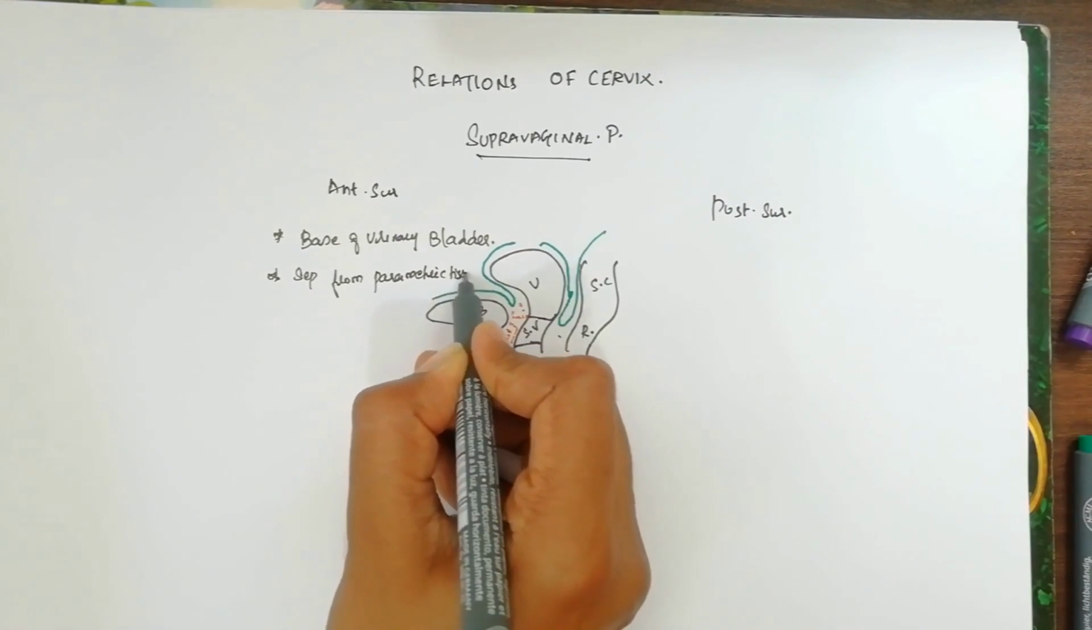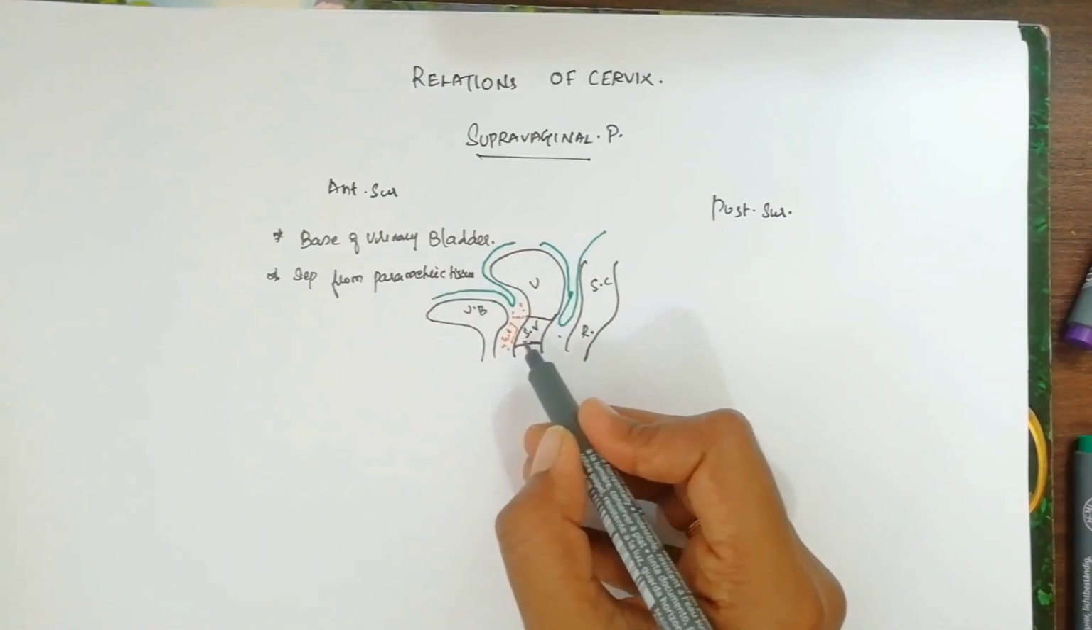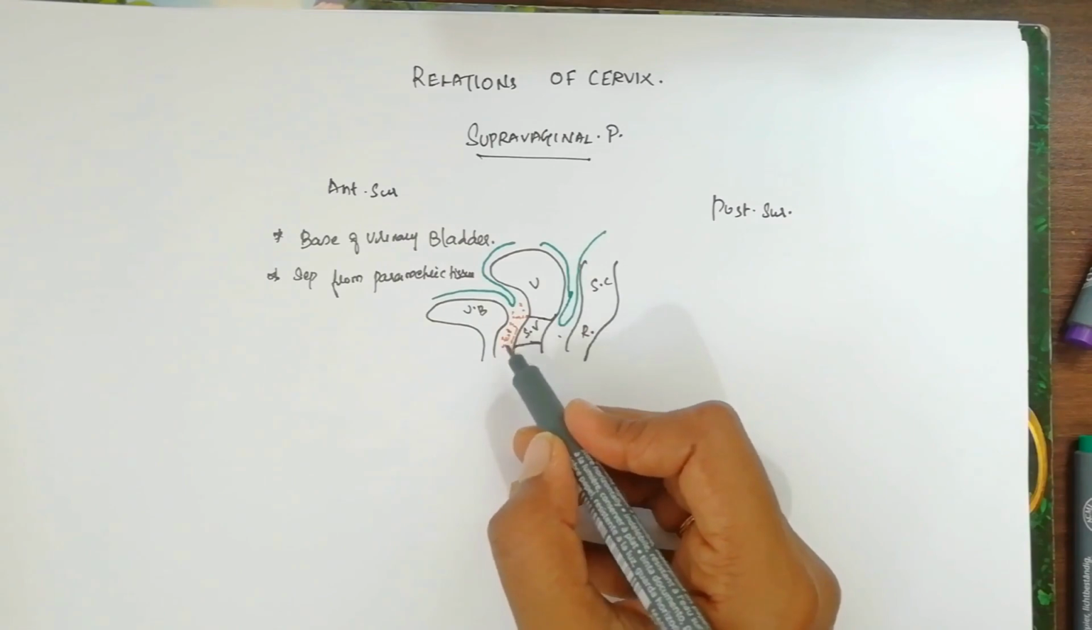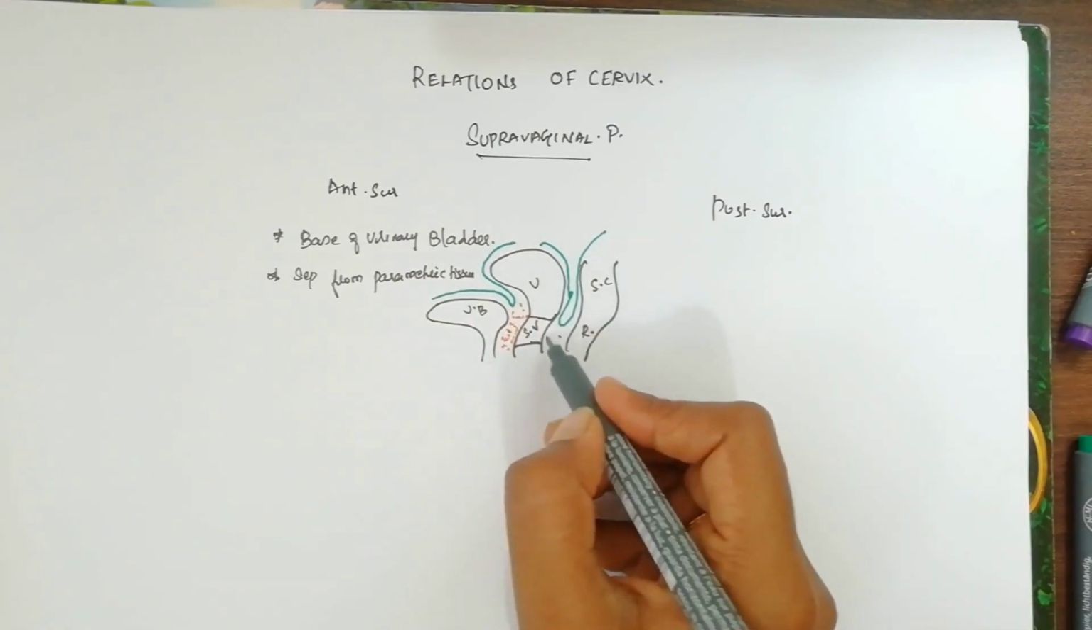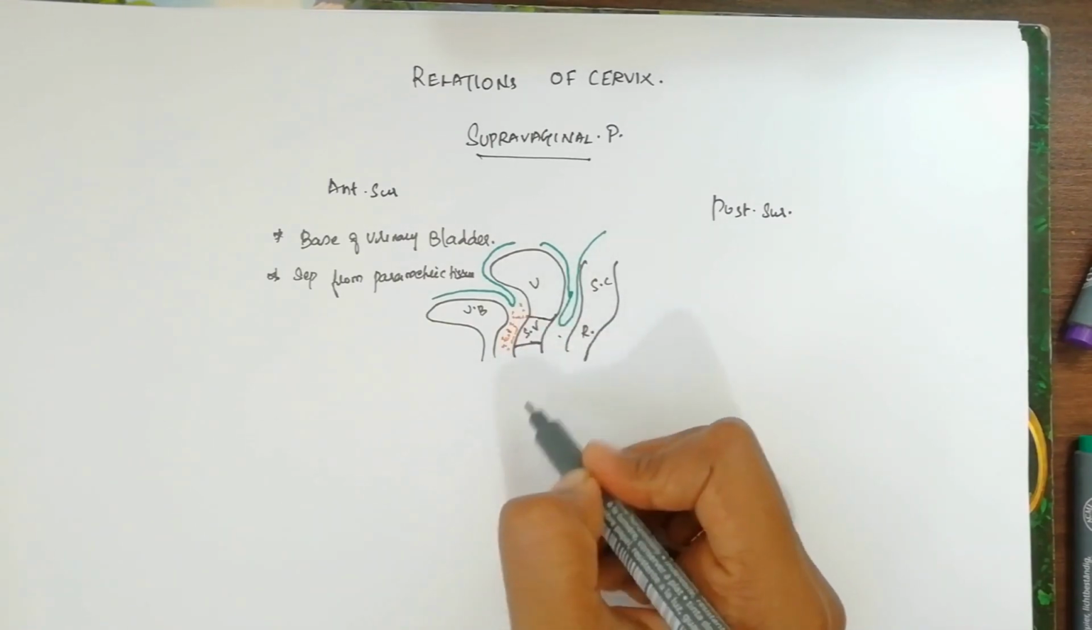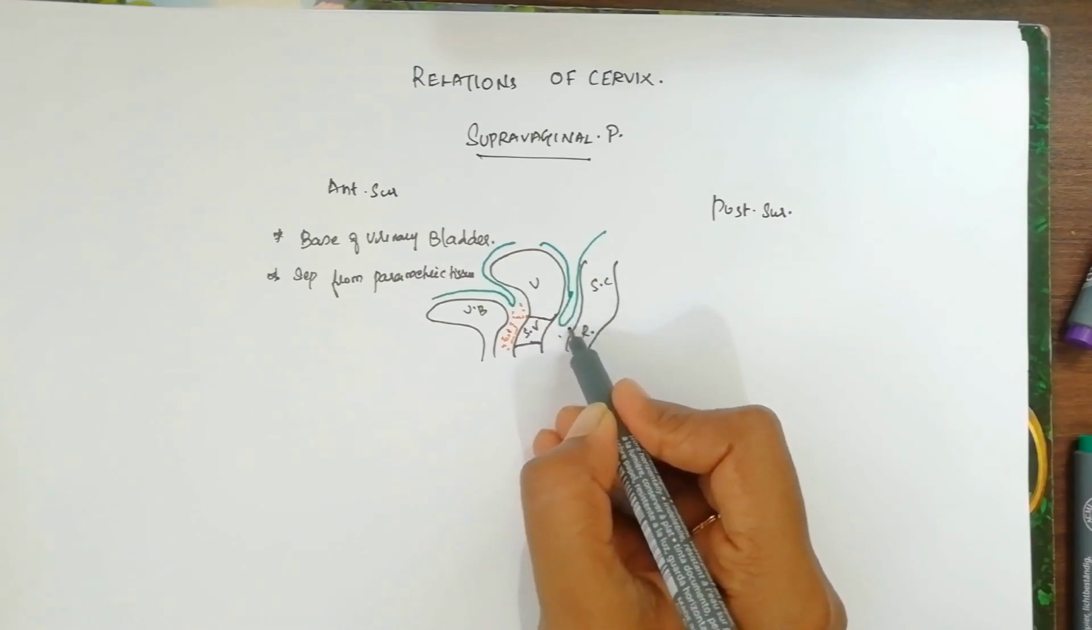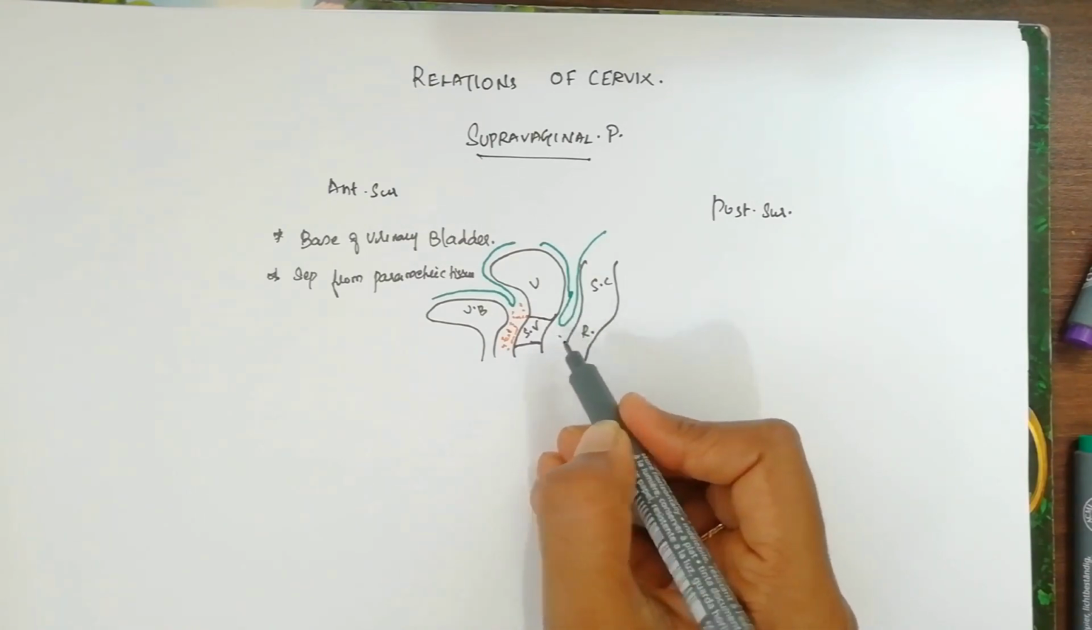Parametric tissue will be seen between this. So this is the anterior surface relation of the supravaginal part. Talking about the posterior surface, here you can make out this pouch is dipping till the supravaginal part.